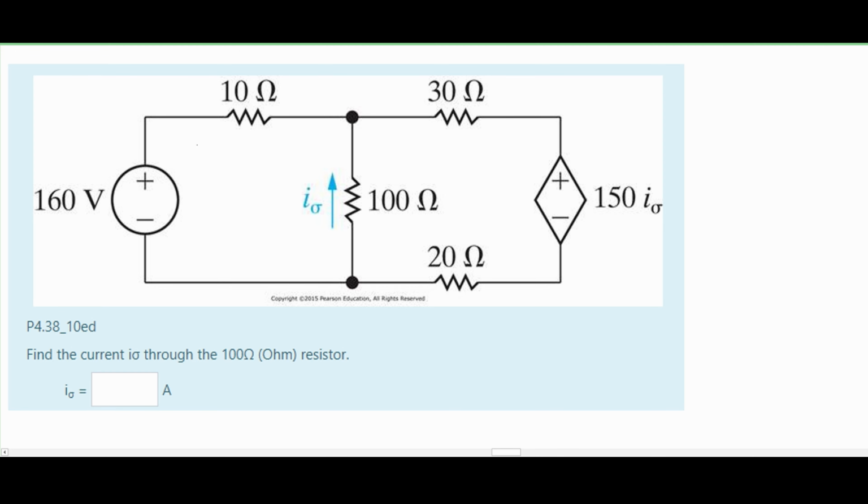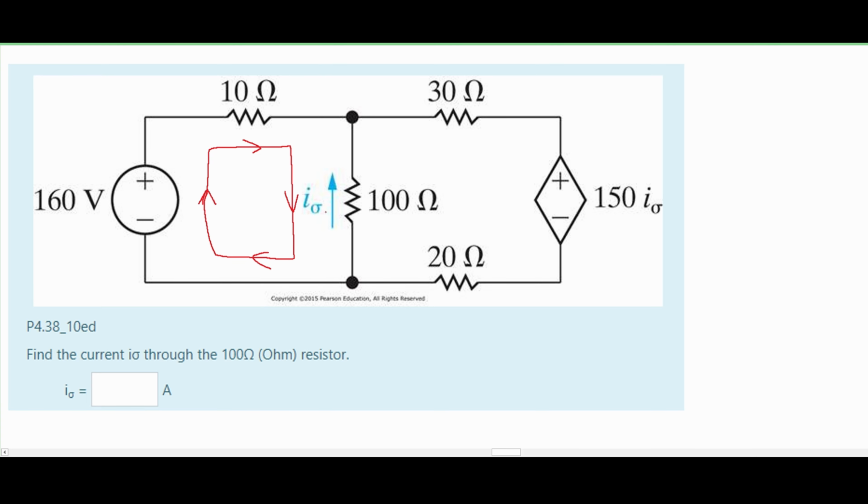In this diagram, we're given the circuit right here. We need to find this current through the 100 ohm resistor. To do this, we're going to use the mesh current formula, and we're going to define the direction of our current. I'm going to define the current of our system to be going this way.